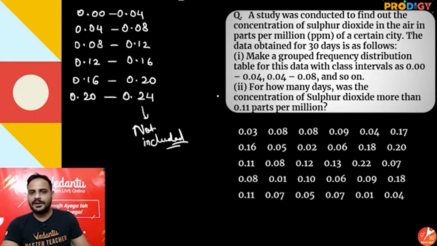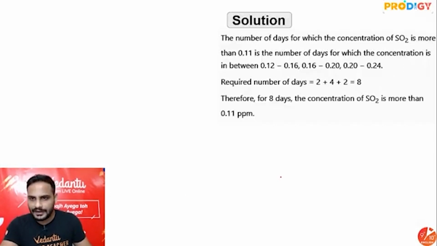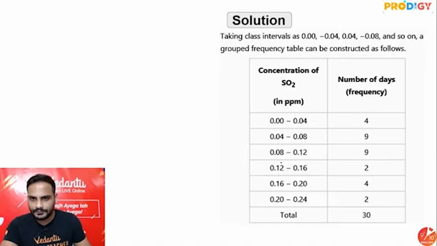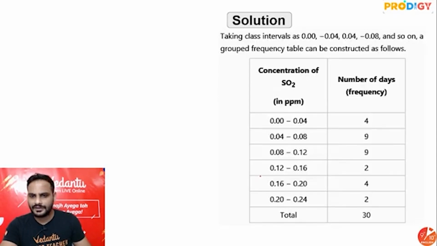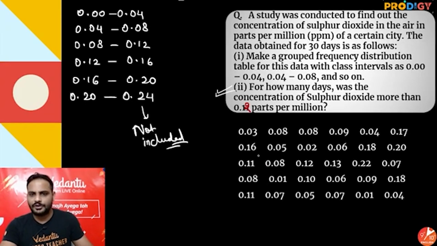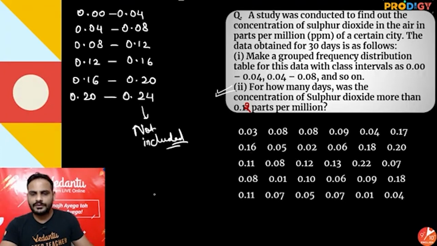Okay? Next, for how many days was the concentration of sulfur dioxide more than 0.11 parts per million? More than 0.11 parts per million. So if I talk about more than 0.11, we cannot see it directly over here. More than 0.11, or 0.12 it should be, because 0.11 can be here as well. Okay, look, in exam if it comes, it will be 0.12. Let's make it 0.12. They are saying 0.11, because 0.12 will be included over there as well. I got it. Okay, 0.11 only it is.